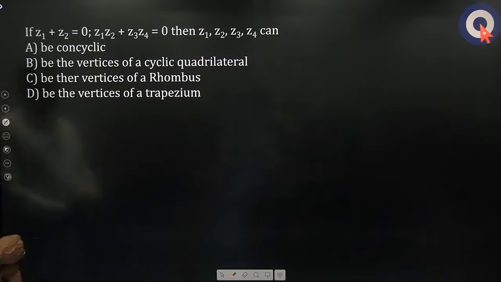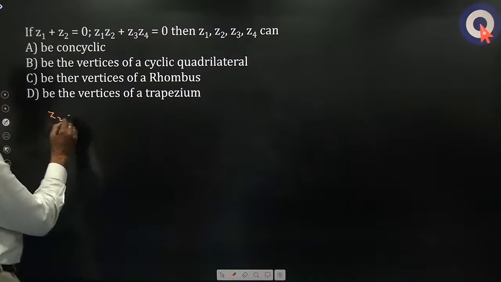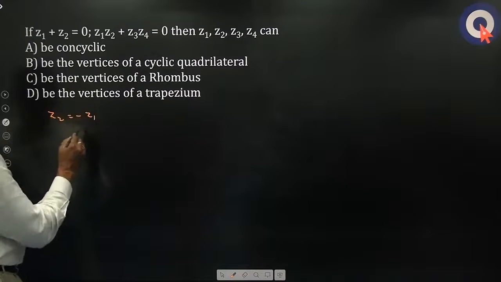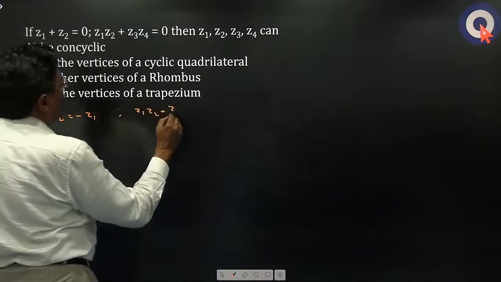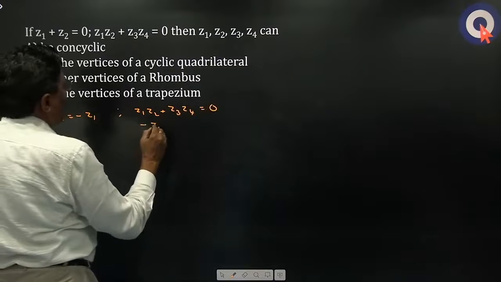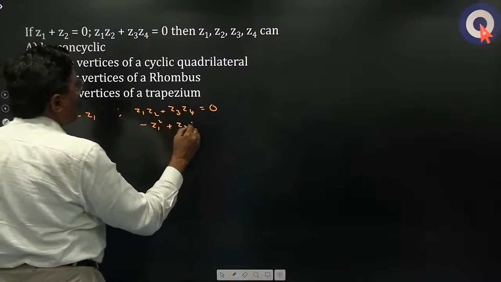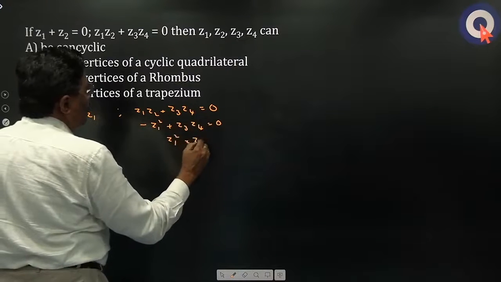If z1 plus z2 is equal to 0 and z1 z2 plus z3 z4 is equal to 0, then z1, z2, z3, z4, what do they become? All right. So it is given that z2 is equal to minus z1. So z1 z2 plus z3 z4 is equal to 0. Since z2 is minus z1, we have minus z1 square plus z3 z4 is equal to 0. So that means we have z1 square is equal to z3 z4.